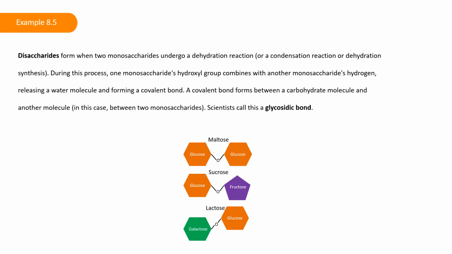Disaccharides form when 2 monosaccharides undergo a dehydration reaction, or a condensation reaction, or dehydration synthesis. During this process, one monosaccharide's hydroxyl group combines with another monosaccharide's hydrogen, releasing a water molecule and forming a covalent bond. A covalent bond forms between a carbohydrate molecule and another molecule, in this case, between 2 monosaccharides. Scientists call this a glycosidic bond.